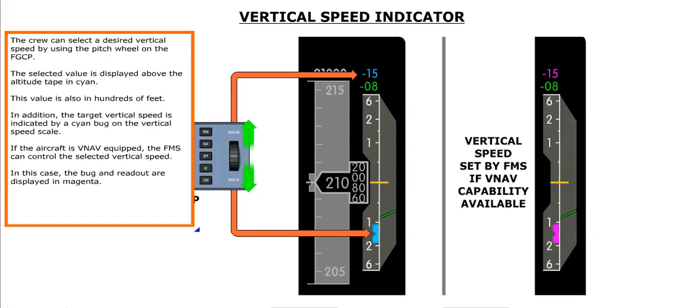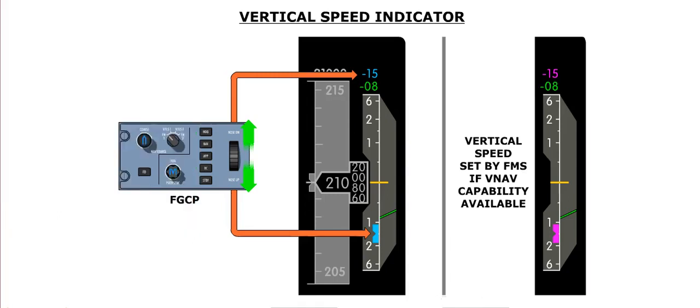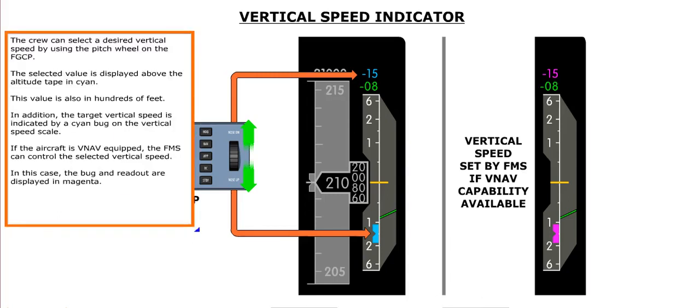The crew can select the desired vertical speed by using the pitch wheel on the FGCP. The selected value is displayed above the altitude tape, in cyan. This value is also in hundreds of feet. In addition, the target vertical speed is indicated by a cyan bug on the vertical speed scale. If the aircraft is VNAV equipped, the FMS can control the selected vertical speed. In this case, the bug and readout are displayed in magenta.